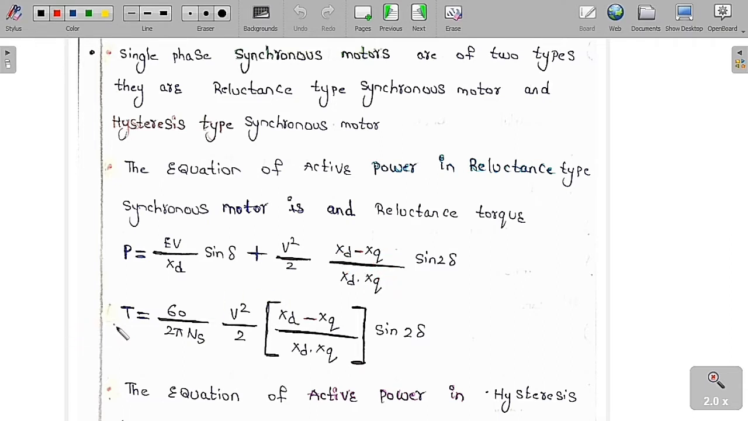So P is equal to T into omega, T is equal to P by omega. You have to take only this part now. If you take this part and divide by omega, you are going to get the reluctance torque like this. So these are the two important equations that you always have to remember. P is a function of sin delta and sin 2 delta, but T is a function of only sin 2 delta. These are the important things you always need to keep in mind.